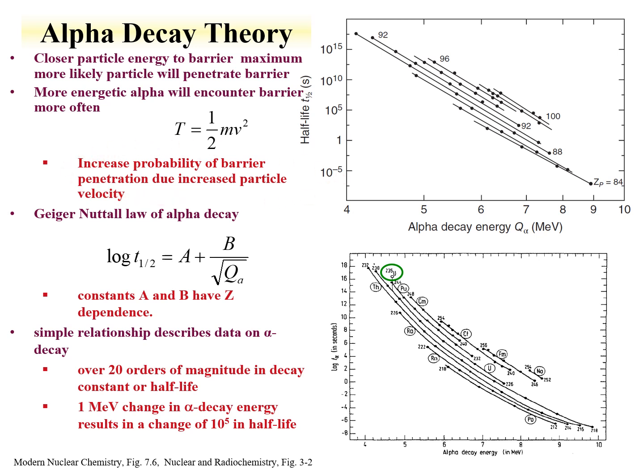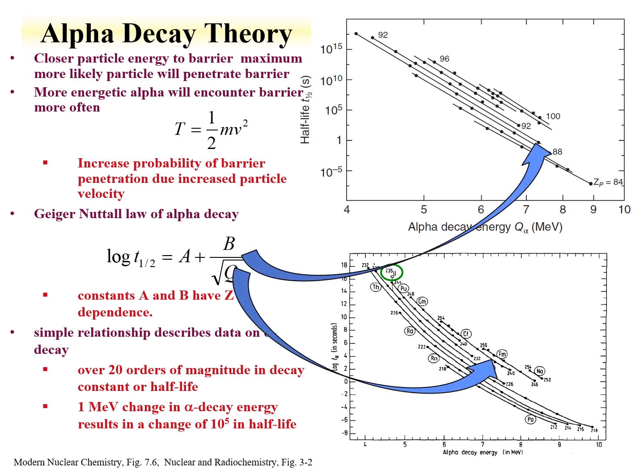Now, one theory is called the Geiger-Nuttall Law of alpha decay, and here are two examples of it. It's fundamentally the same figures, just plotted a little bit differently. And we see that there's definitely a relationship, and this is a log-log type relationship, where the log of the half-life is equal to two constants, a plus b divided by the square root of the Q value. Now, the constants a and b are going to be dependent upon the Z dependence.